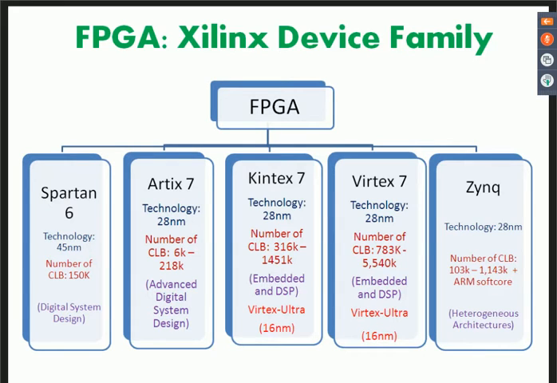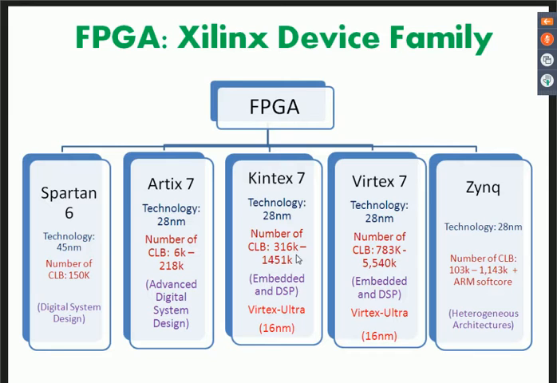Now let us have an overview of the various Xilinx devices available from the Xilinx company. Here I kept the 4 families of FPGAs: Spartan 6, Artix 7, Kintex 7, Virtex 7 and Zynq. These devices have the same structure I have shown you, but the only difference is the number of CLBs. In Spartan 6, the number of CLBs is 150 kilo. In Artix 7, it varies from 6K to 218 kilo, meaning there are many variants, and the maximum is 218 kilo.